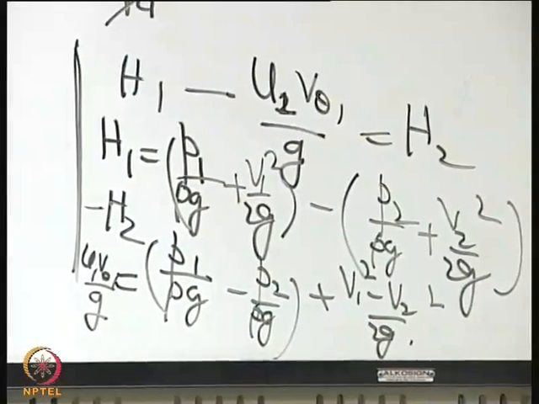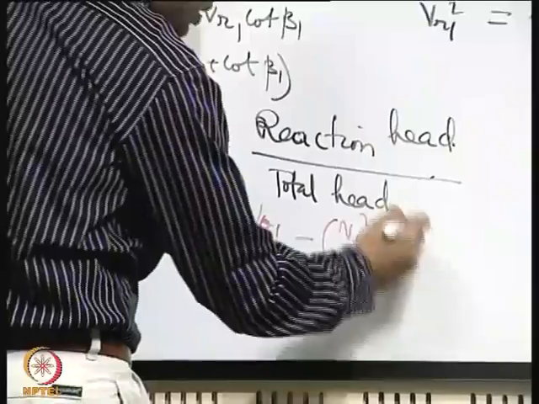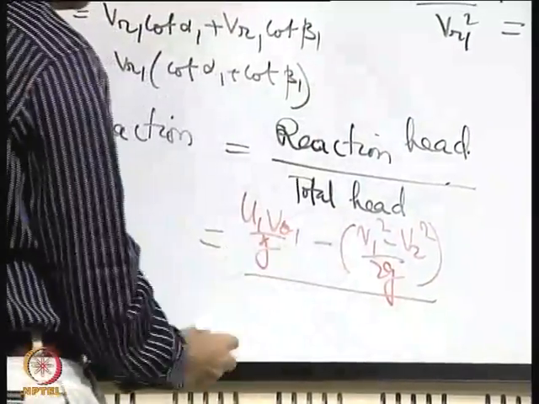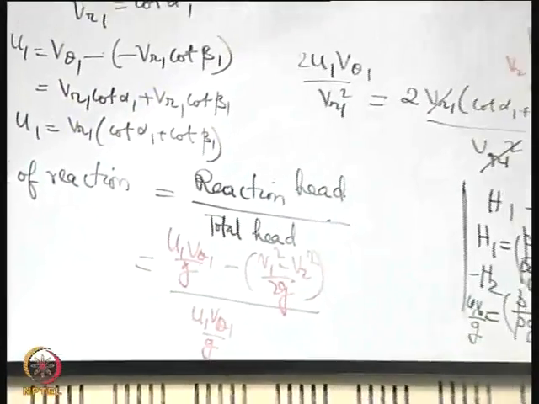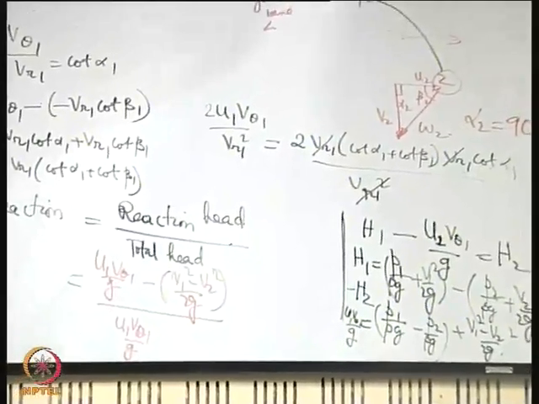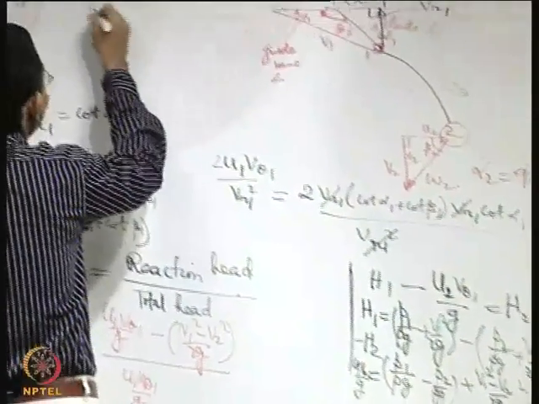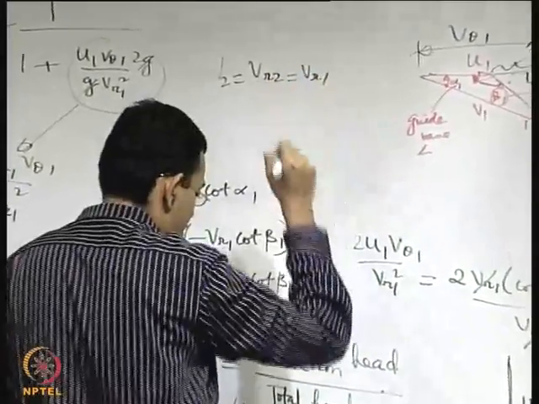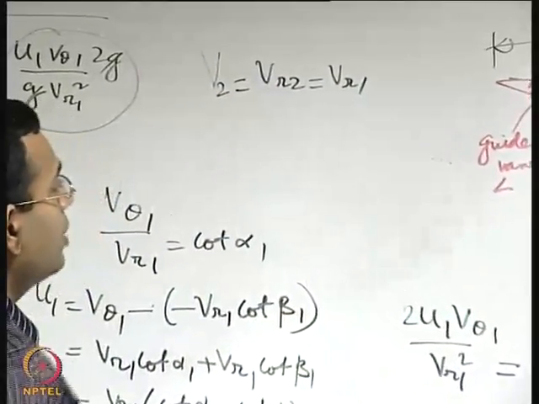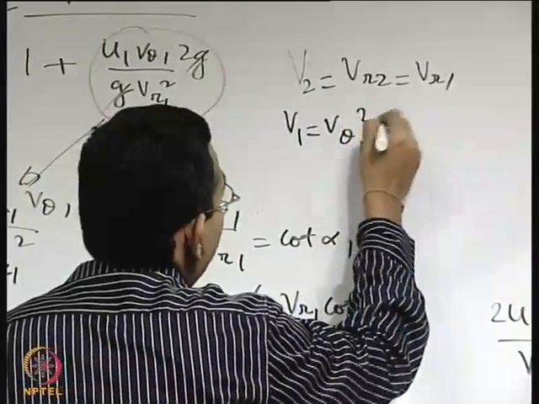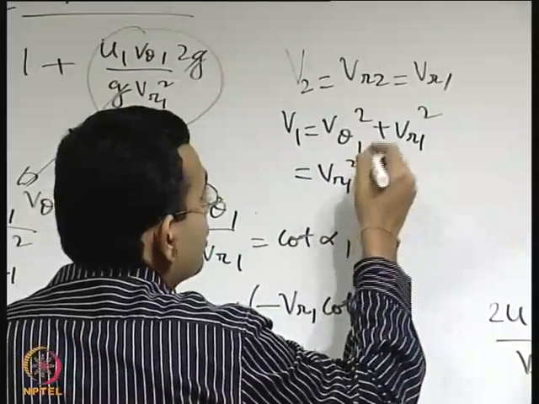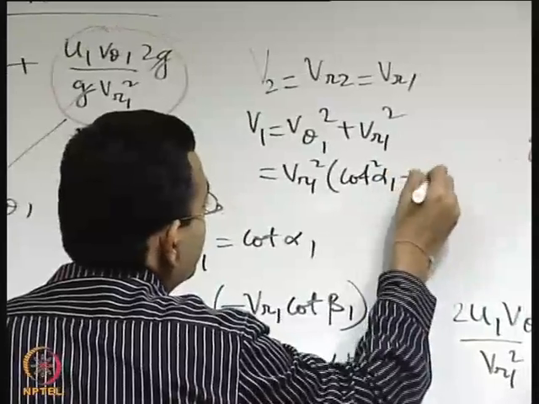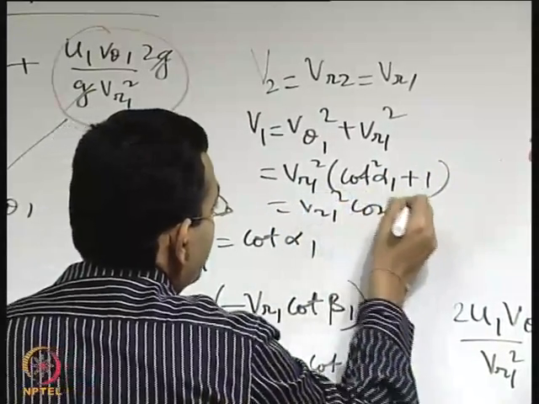So, when you consider this one, you can write therefore that this is U1 V theta 1 by g minus V1 square minus V2 square by 2 g, and this one as U1 V theta 1 by g from that head consideration. And V1 square minus V2 square by 2 g, you can write V2 as Vr2, that is same as Vr1. And what is V1? V1 you can write as V theta 1 square plus Vr1 square. And V theta 1 square is Vr1 square cot square alpha 1. So, cot square alpha 1 plus 1, that is Vr1 square cosec square alpha 1.